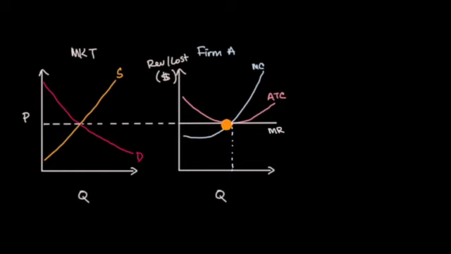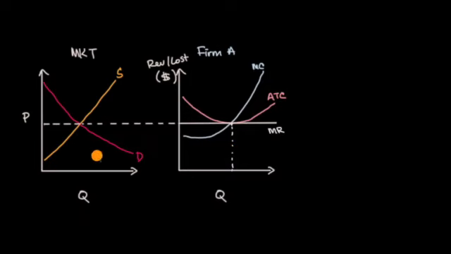Now remember, when we're talking about economic profit, that includes your opportunity cost. So that doesn't mean that these firms are operating at zero accounting profit. They could still be making money, but if you were to factor in their opportunity costs, that's when you get things to zero.